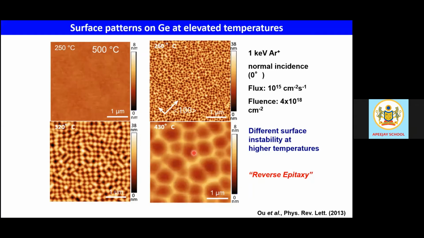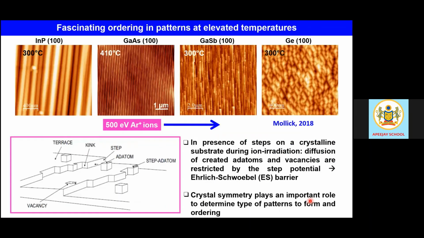Okay. This was reported in Physical Review Letters a few years ago by one of my collaborators. Incidentally, it is the same group which had reported in Science in the year 1999, for the first time, that gallium antimonide did show pattern formation, which I showed in the beginning yesterday as well as today. Now, as far as pattern formation at elevated temperature is concerned, the important thing is that fascinating ordering is possible to be created within the patterns at elevated temperatures for other semiconducting systems as well.